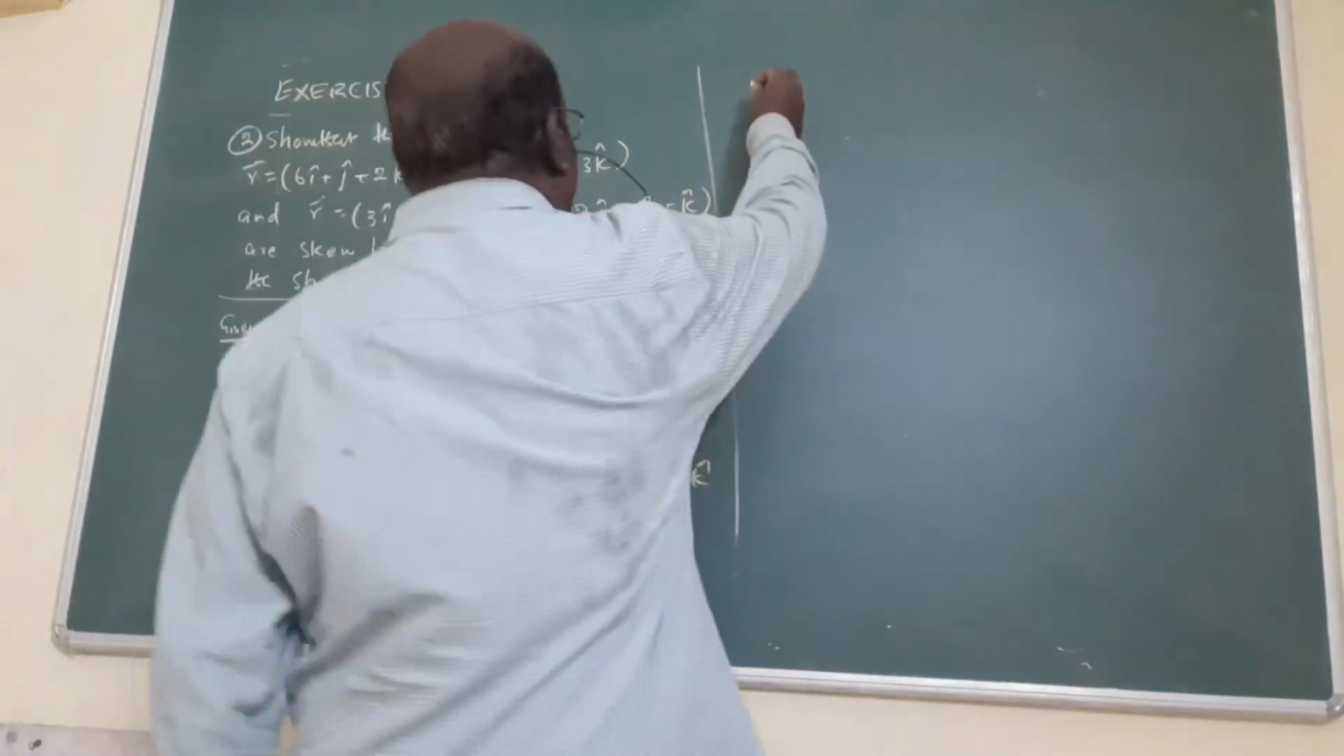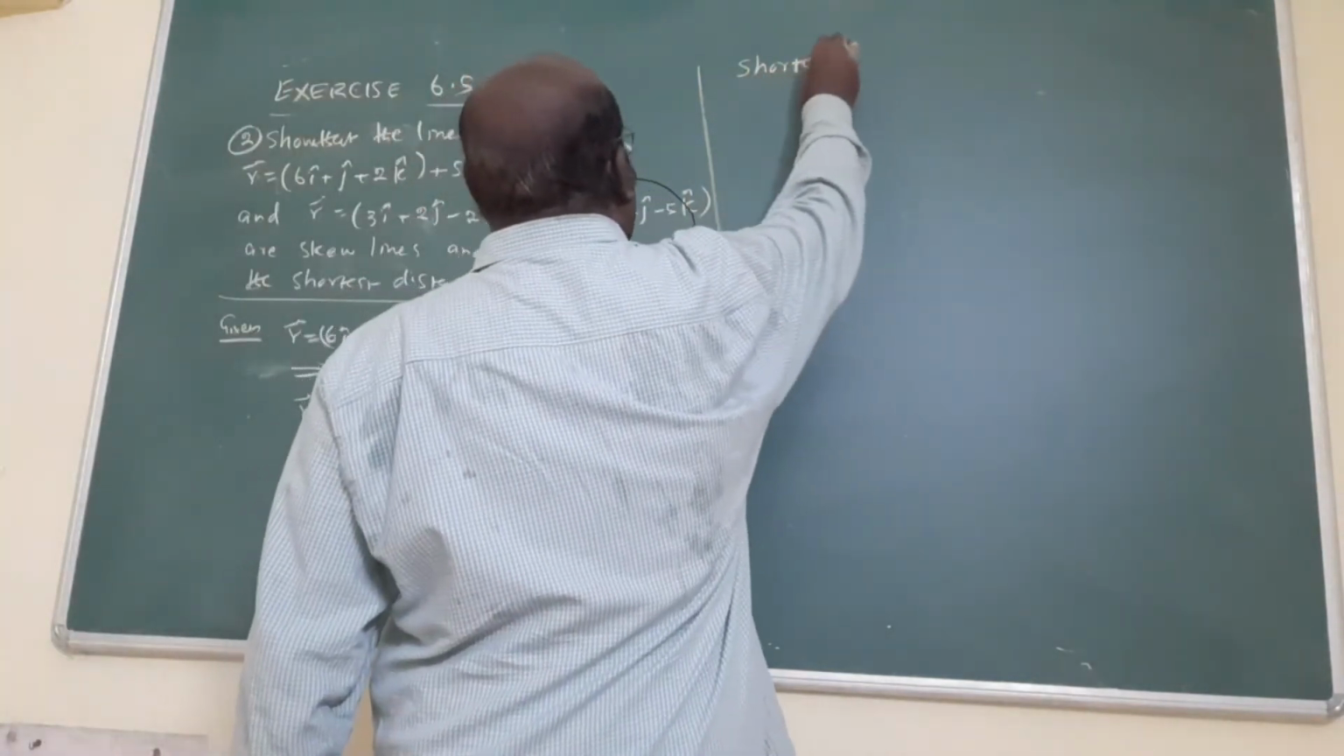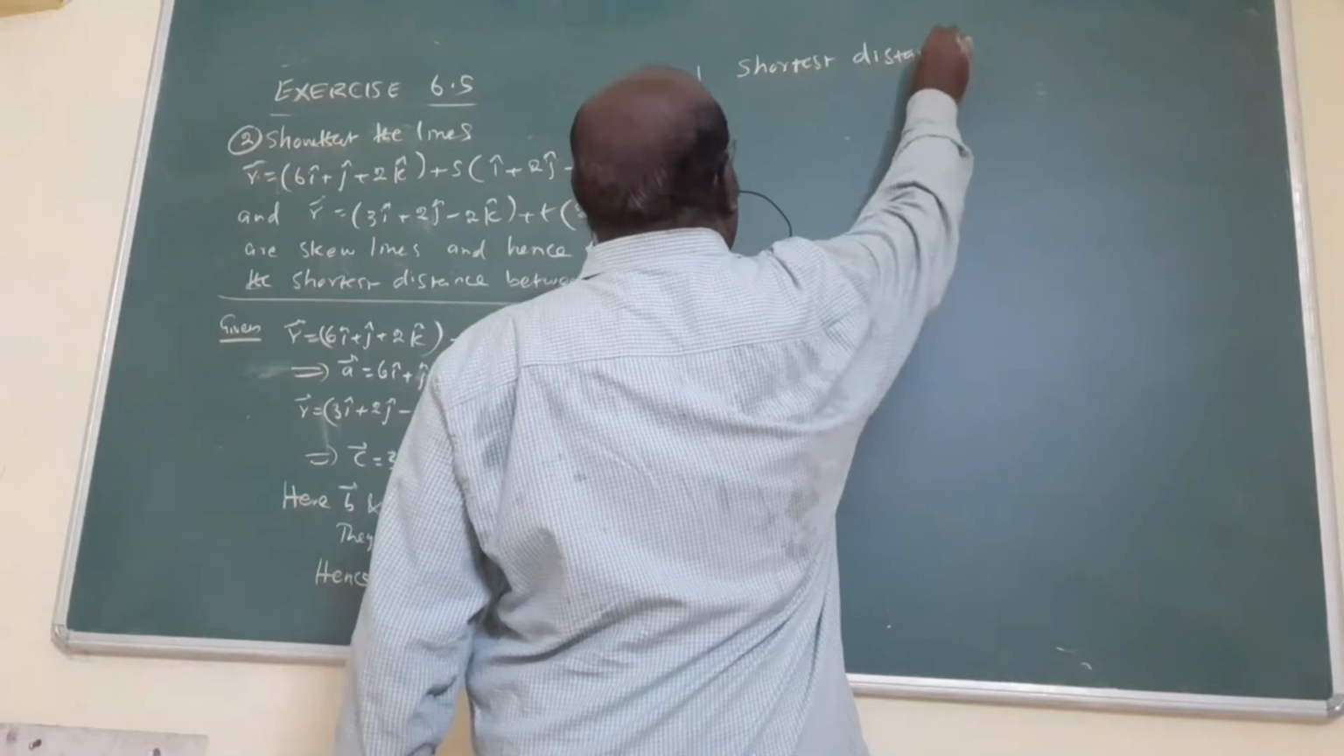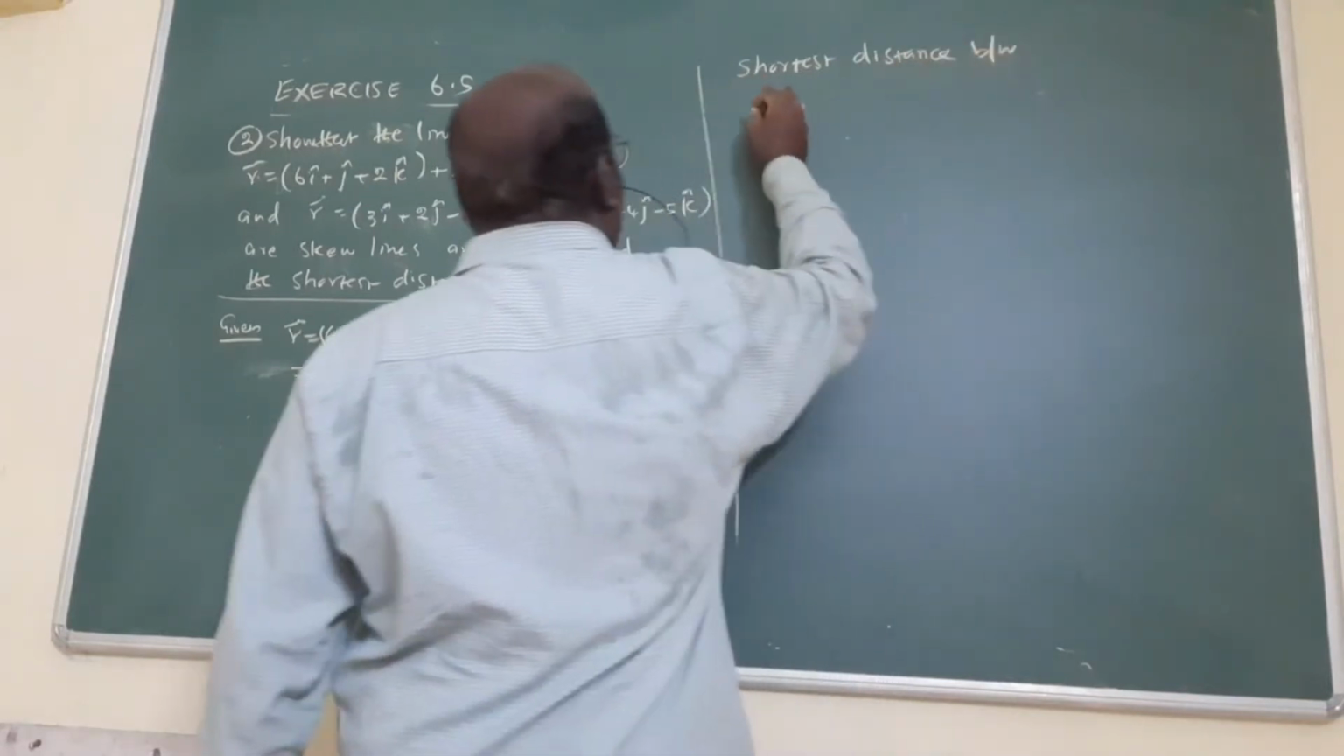What is the formula for the shortest distance between two lines?